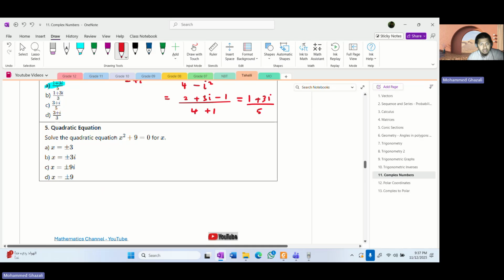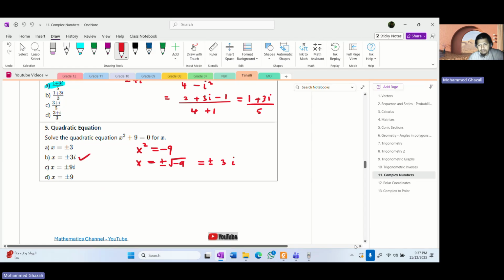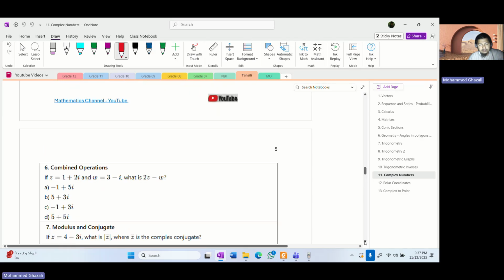Quadratic equation. We want to solve this. So you're going to say x squared is equal to negative 9. x is equal to plus or minus the square root of negative 9. What's the square root of negative 9? The square root of negative 1 is i, and the square root of 9 is 3. So the answer is just plus or minus 3i. Moving on to the next question.